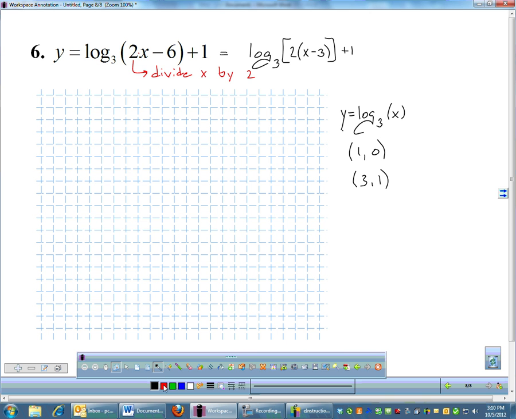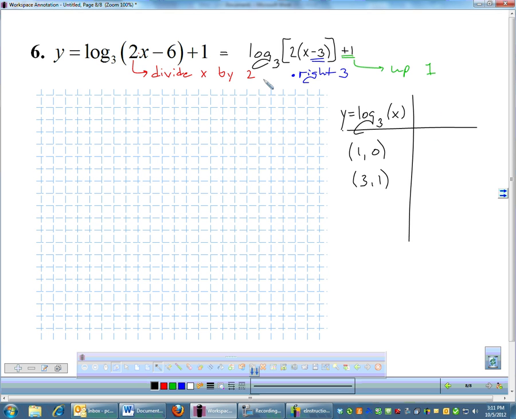So my transformations, I will divide the x's by 2. Then I have a shift right 3, because I have minus 3 on the inside with the x. So I'm going to go right 3. And then that plus 1 on the outside, that's telling you to go up 1. So let's see, we have these ordered pairs. I'm going to divide my x's by 2, so my x coordinate divided by 2, and then my y coordinate, I didn't change those. Let's get my axes in here.